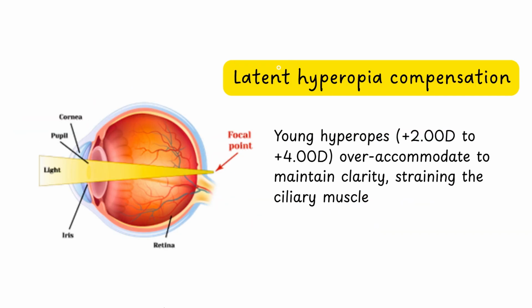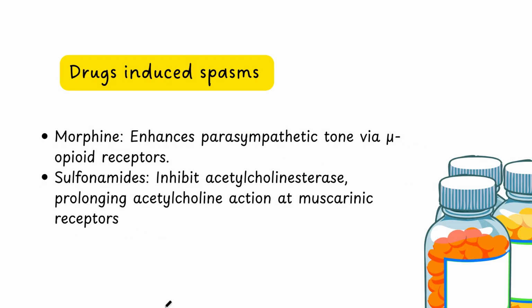Another condition which is responsible for accommodative spasm is latent hyperopia. Now we know that in hyperopia, the rays of light are basically going to focus behind the retina. So young hyperopes, usually who have about +2 diopters to +4 diopters, they often use their accommodation to overcompensate. By accommodating, they try to bring these rays back on the retina. And this overcompensation ultimately can lead to overaccommodation and accommodative spasm.